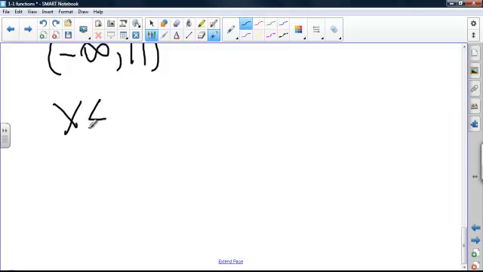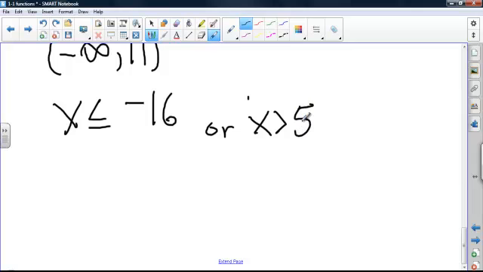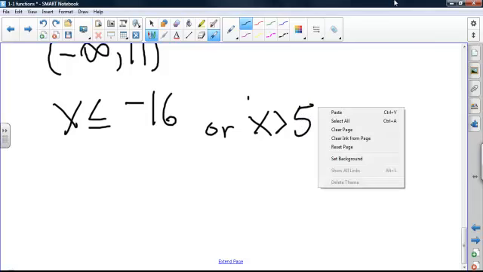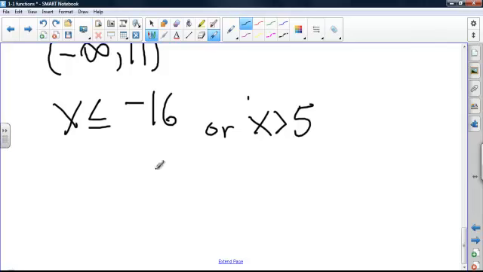x less than or equal to negative 16, or x is greater than 5. Now when I look at this, I have this or in here. That changes things just a little bit. Still pretty simple, but we need to include something, and I'll explain that in just one second. So when I look at this, the lowest possible value is still going to be negative infinity up to, and then it says negative 16.